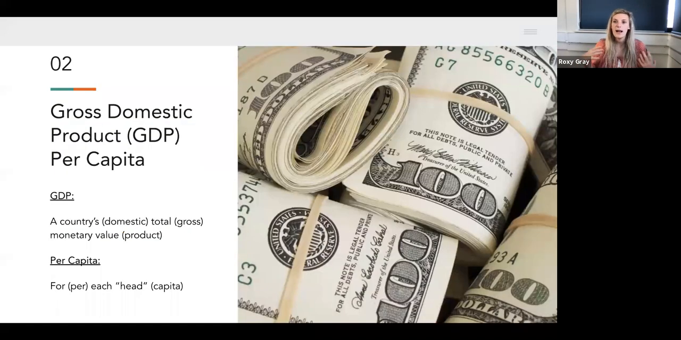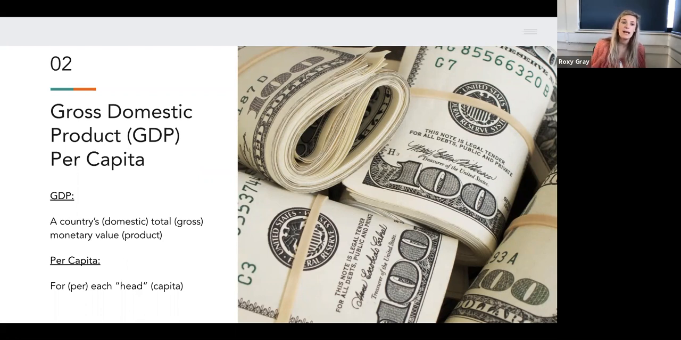The second, I guess, data set that geographers might use to infer or make judgments about the well-being of humans in a particular place is gross domestic product per capita. And gross domestic product is, again, quite a common acronym, GDP. So you might have heard that on the radio being said. Basically, what it means is a country's total monetary value. So that's what the terms actually mean. The term domestic indicates country or national. The term gross indicates total, and product in this case means monetary value. So that's what it basically means.